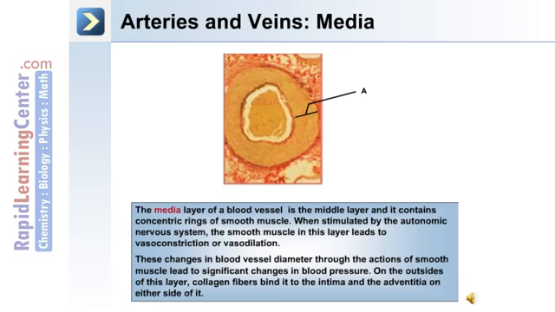On the outside of the media are collagen fibers which bind it to the intima and the adventitia on either side of it.